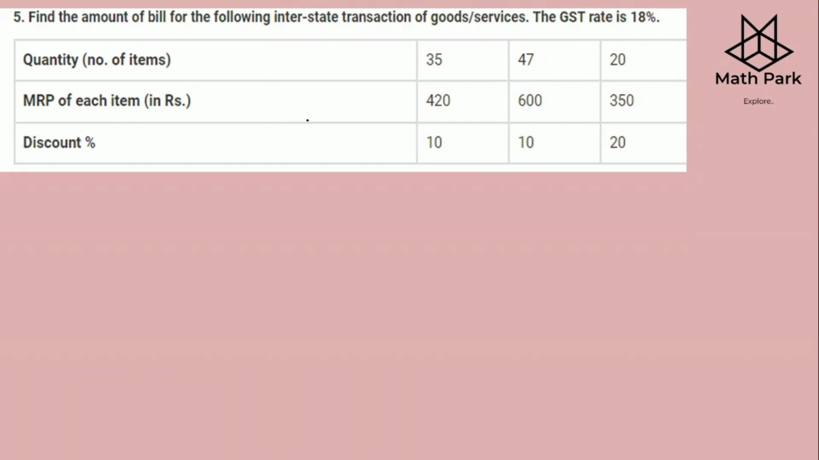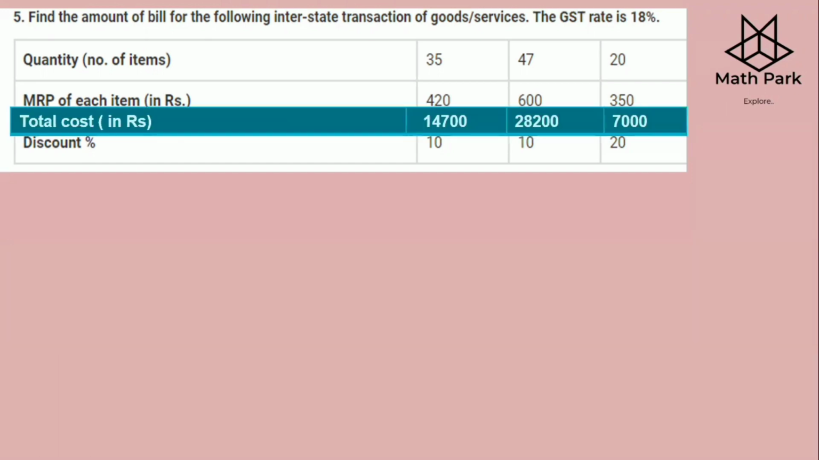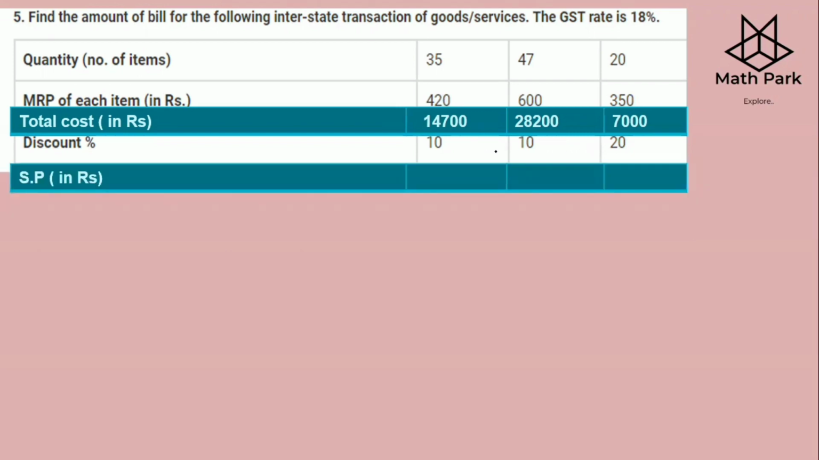So let us find the total cost here now. So the total cost of the items we will be finding. 35 times 420, the cost is 14,700. The cost for 47 times 600 is 28,200. And the cost for the last item, where the number of items is 20, it is 350 times 20, which is 7,000. Now the discount is given. Let us find the selling price in rupees.